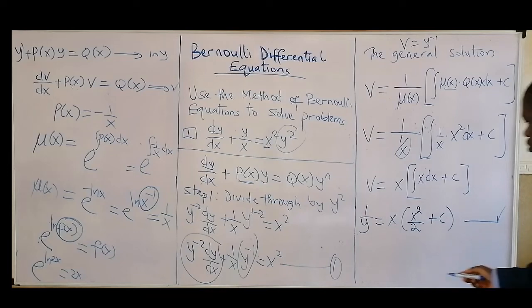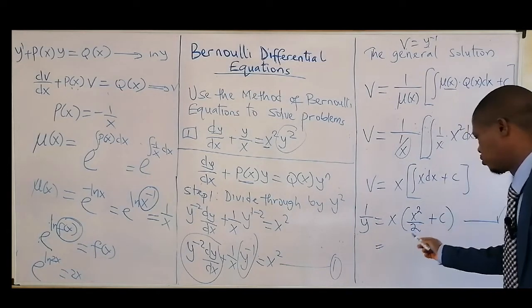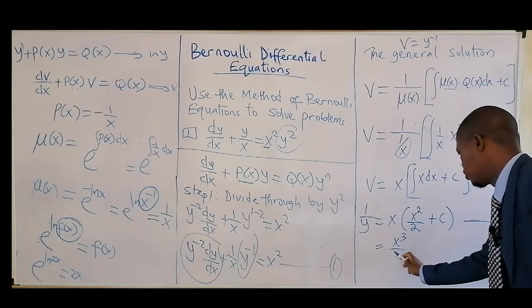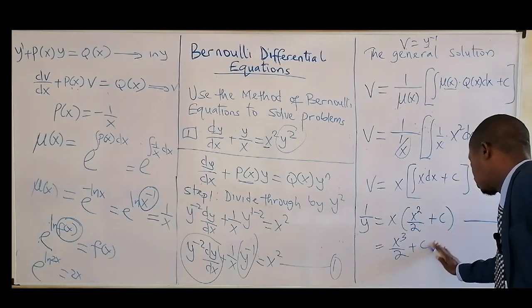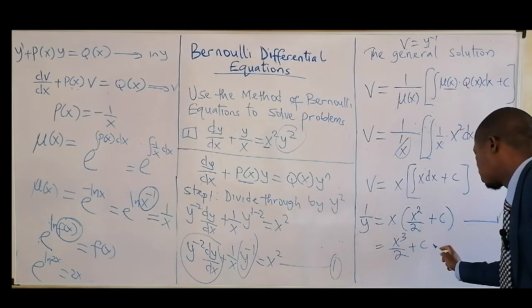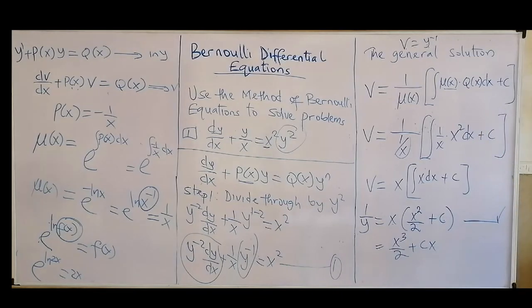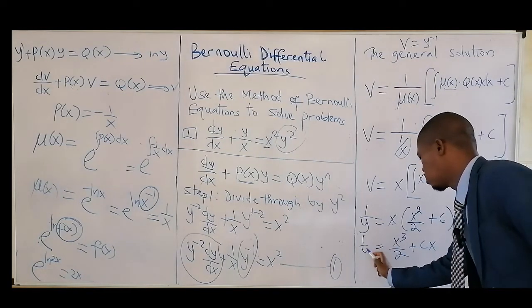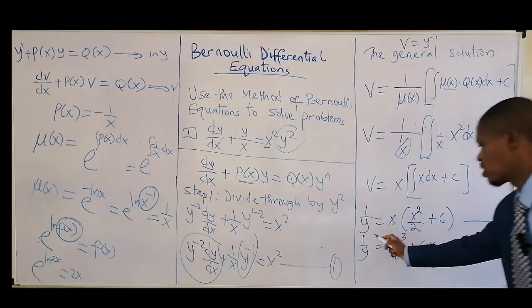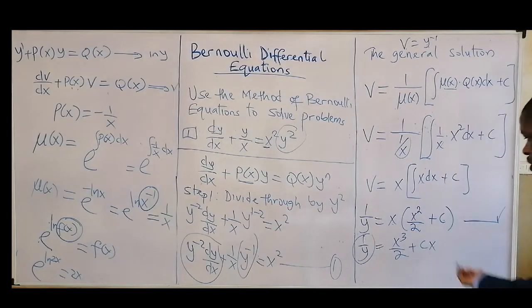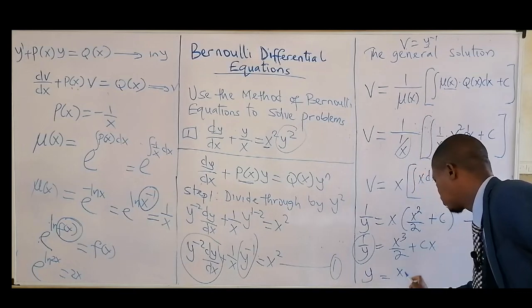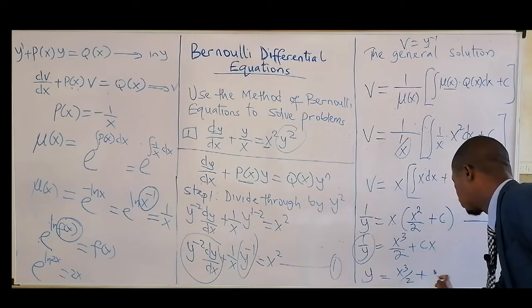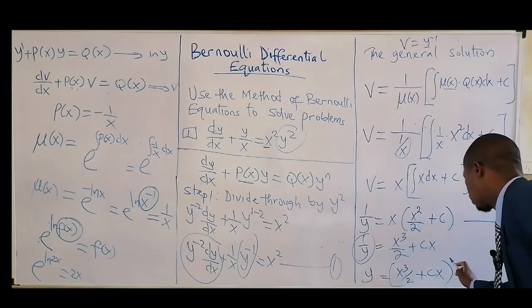The next thing you can do is just do the expansion if you want to. That will be x cubed over 2 plus this one times this one, that's c. Okay? 1 over y. And we want to remove the inverse here. It's possible. You just take the inverse of both sides of the equation. So y will be equal to what? x cubed over 2 plus c, in a bracket, to the power minus 1.